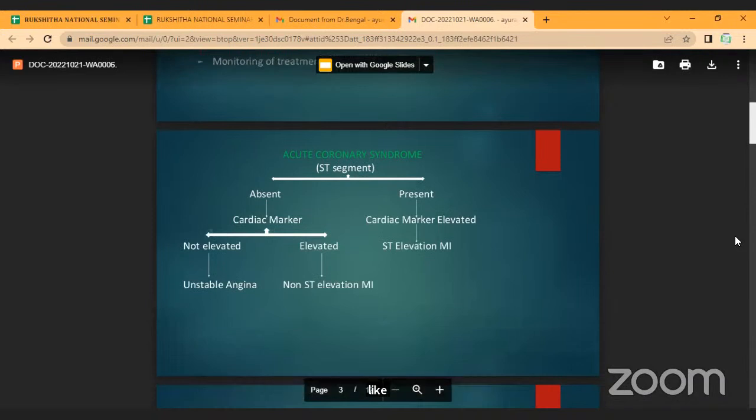In acute coronary syndrome, if ST elevation is absent in the ECG and the cardiac marker is not elevated, then it is unstable angina. In the absence of ST elevation but with an elevated cardiac marker, there is a non-ST elevation MI. If both the ST segment and the cardiac marker are elevated, then it is ST elevation MI.